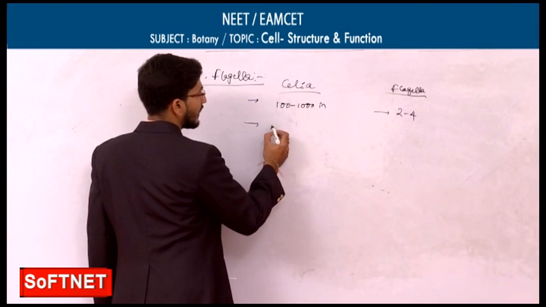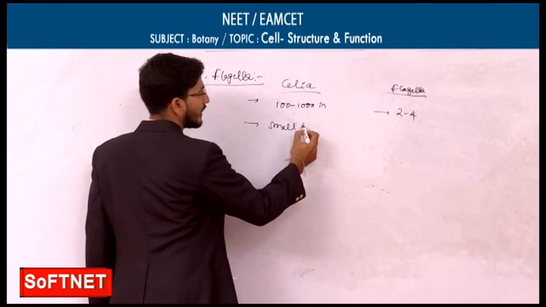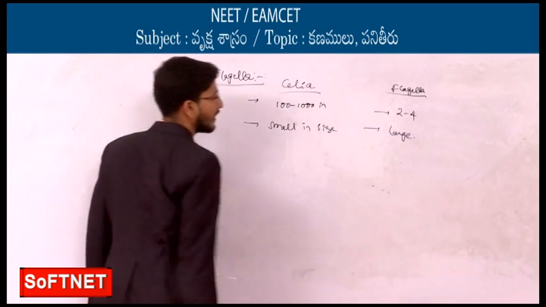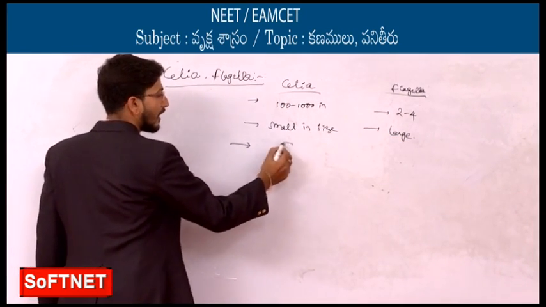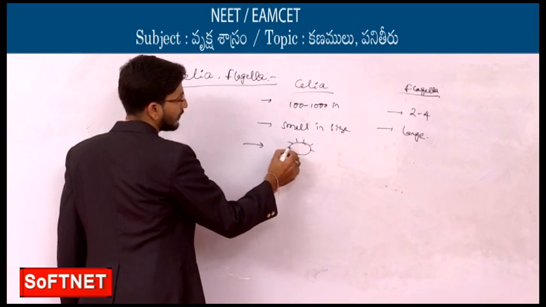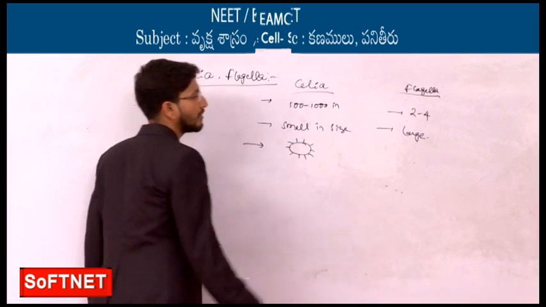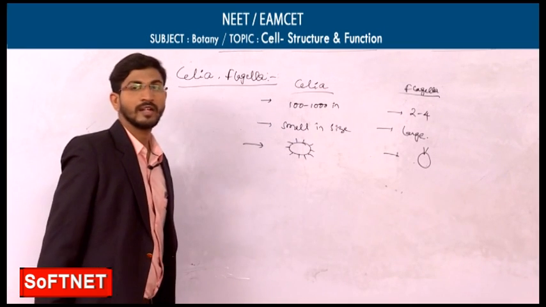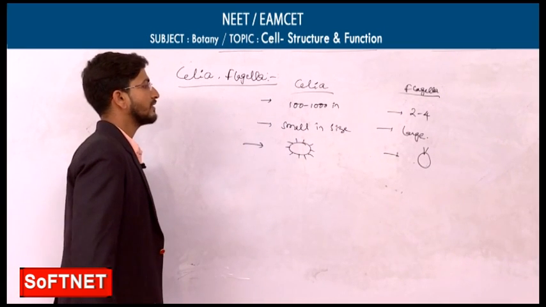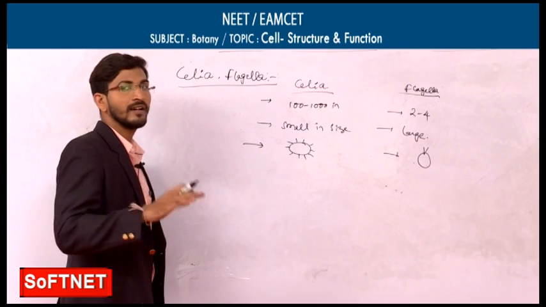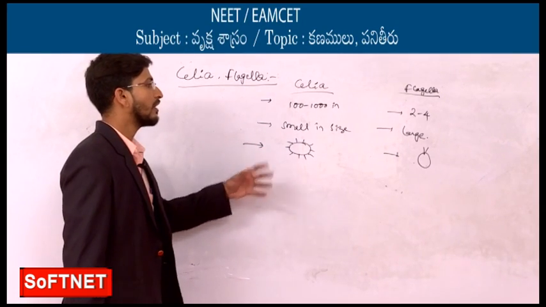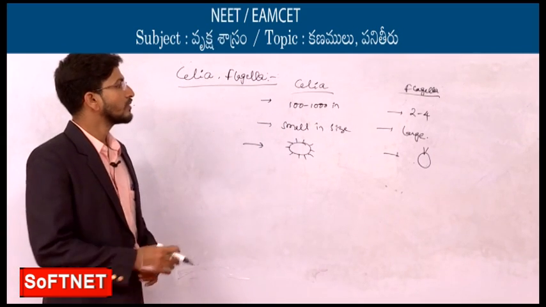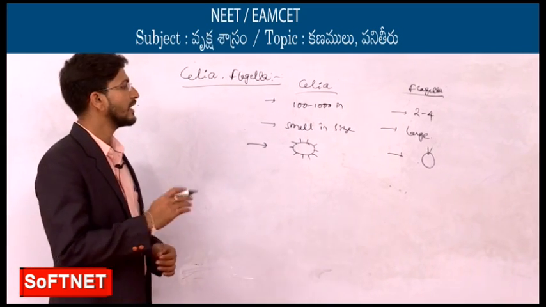Cilia are small in size and flagella are large in size. Cilia are formed all around the cell, whereas flagella form at one end only. These are some of the major differences between cilia and flagella. Internally the structure is similar, but the number, size and presence differ.